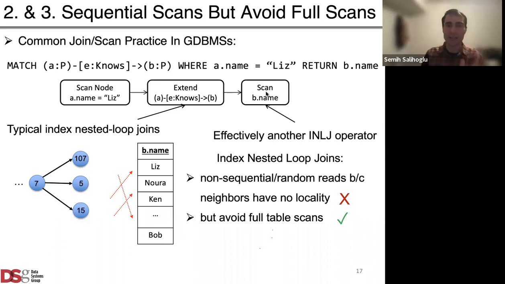But a good thing about it is that these type of index nested loop join operators can actually avoid full table scans. So if it's like a single node, this is actually not a bad plan. Like if you've only read Liz and it's a single node, doing these three random non-sequential reads might be okay. It's not that bad. So it actually avoids full table scan.